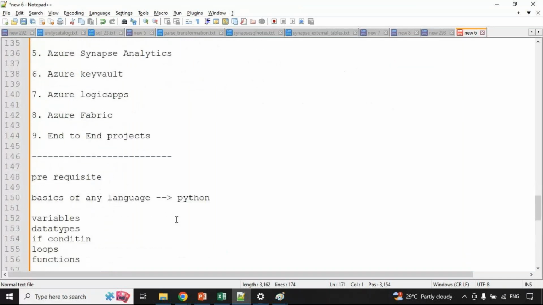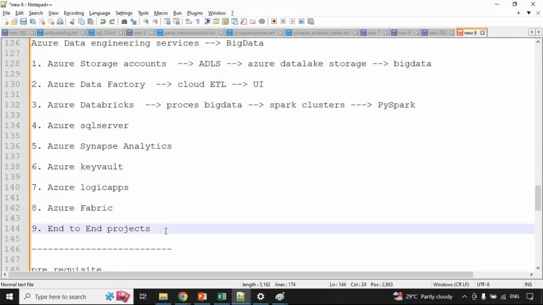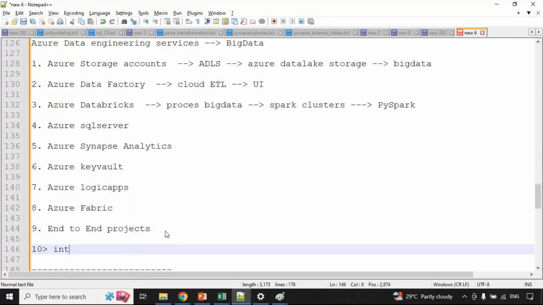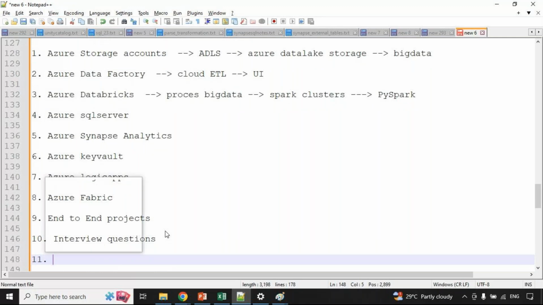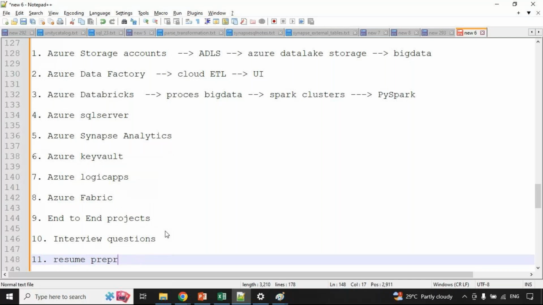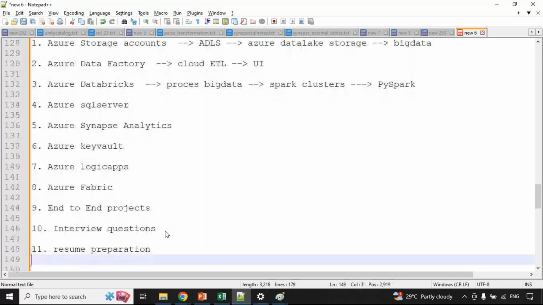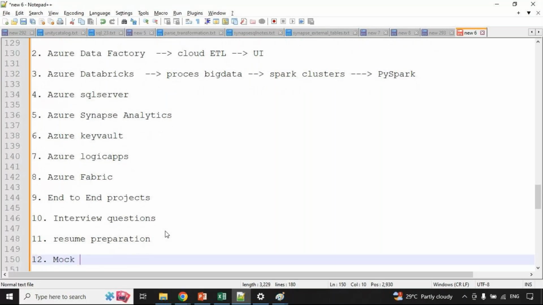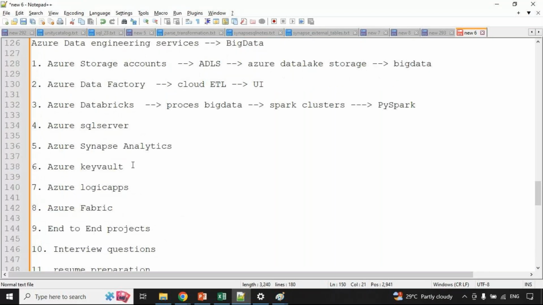Okay, so after the course is completed, we are going to provide interview questions and resume preparation. Guys, some people are experienced. Suppose you have 15 years of experience, we cannot claim 15 years of Azure, right? So how to prepare a resume I will also tell you, and mock interviews. Okay, these are all the course curriculum, guys.